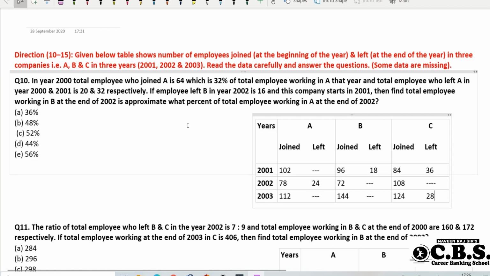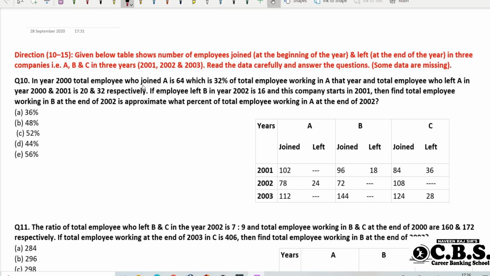So there are 3 companies, A, B, C, from 2001 to 2003. Some employees joined, some employees left. As per the data we're going to answer the question very clearly. First one: in year 2000, the employees who joined A is 64, which is 32%. 32% is nothing but 4 by 25 in fraction.